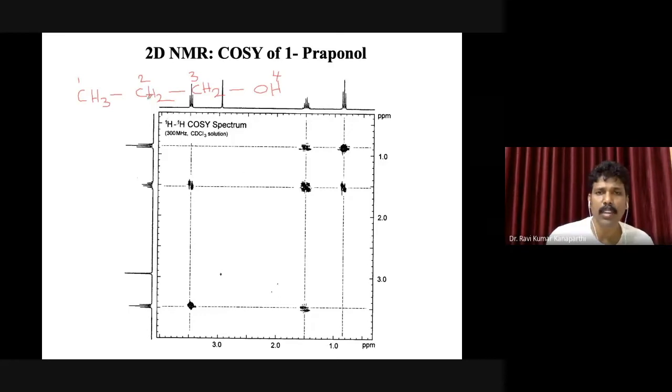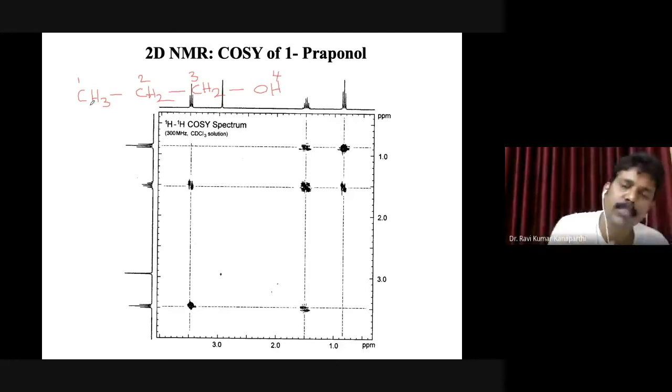That is very clear, right? This peak corresponds to this methylene, the second proton. Then you can see here there is an off-diagonal peak. This off-diagonal peak is correlating with the adjacent methyl. You can draw a horizontal line to this chemical shift value, and this exactly matches with this particular methyl proton, right? So this is how we will understand.